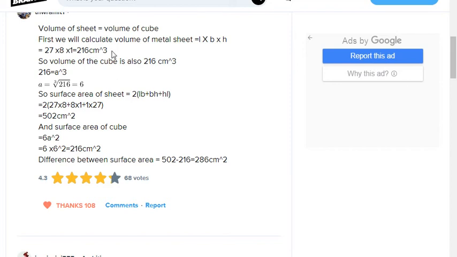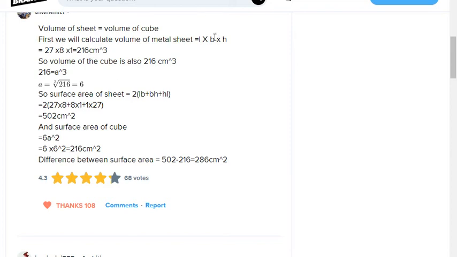Volume of the metal sheet equals length into breadth into height. So 27 into 8 into 1. So that is 216. Now volume of the cube is what? This is the same. So the volume of the cube will be 216 centimeter cube.